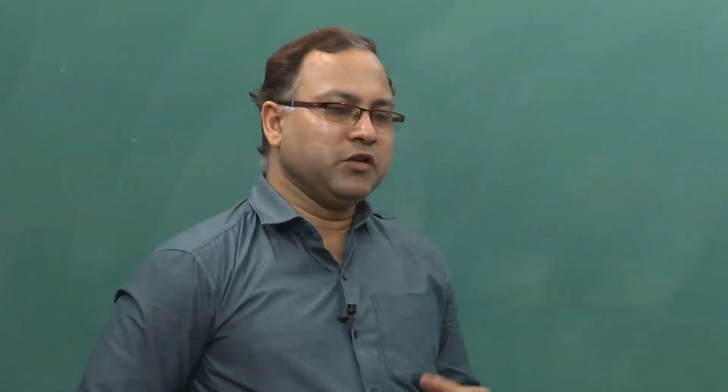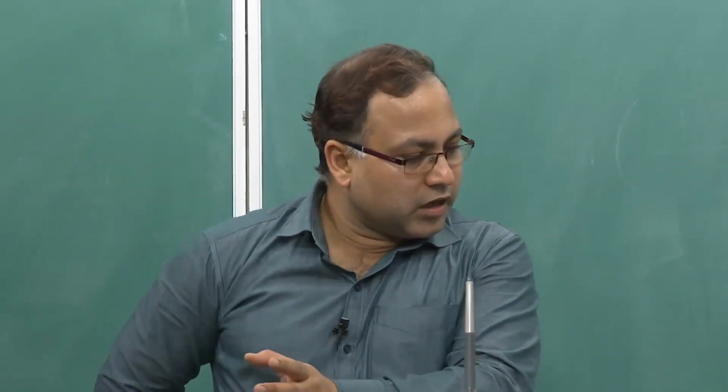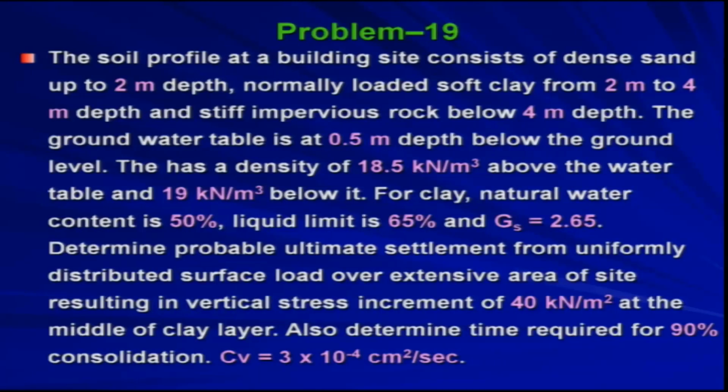From 2 to 4 meter depth you have the actual clay deposit which will be consolidating, and below the clay deposit you have the impervious rock, that means drainage is not allowed through that phase. Well, you have the properties of the soil like your density above the water table, this unit weight basically, and then unit weight below it. All those things are given, and natural water content, liquid limit, specific gravity, those are also given.